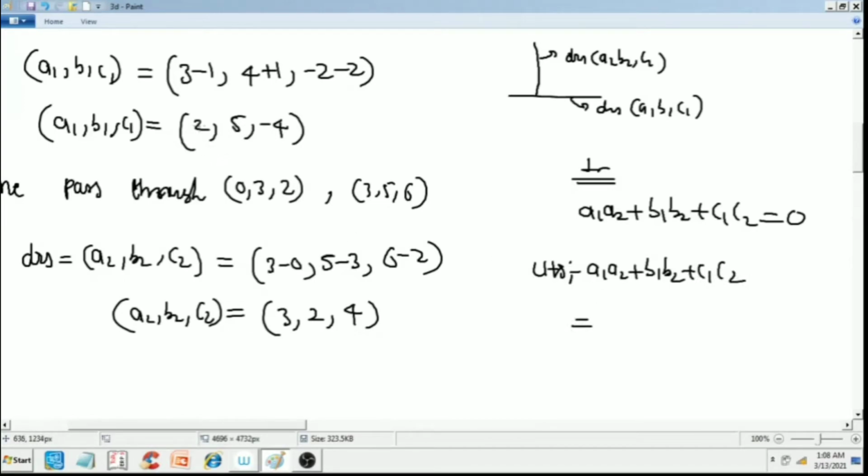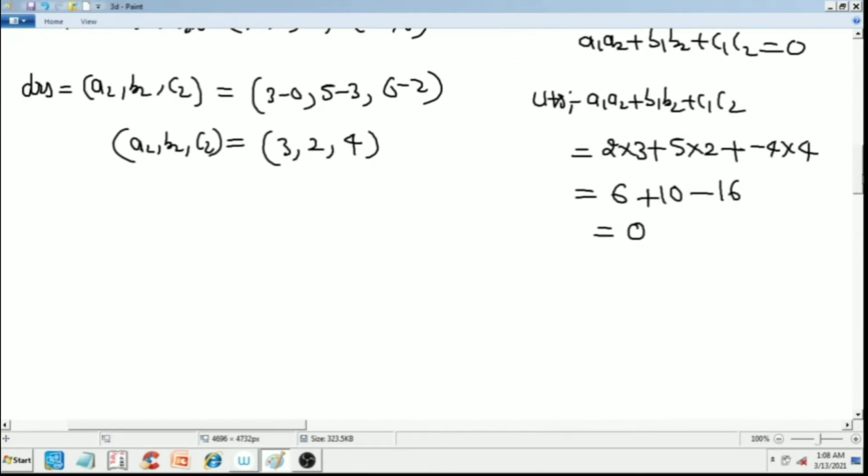Now here A1 is 2, A2 is 3, so 2 into 3 is 6, plus B1 B2, B1 is 5 into 2, plus C1 is minus 4 into 4. So 2 times 3 is 6, 5 times 2 is 10, minus 4 times 4 is minus 16. So 6 plus 10 minus 16 becomes 0, hence satisfying the condition. Therefore the given lines are perpendicular to each other. That's all. This is the solution.